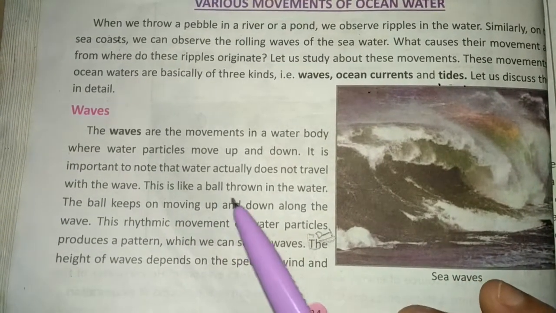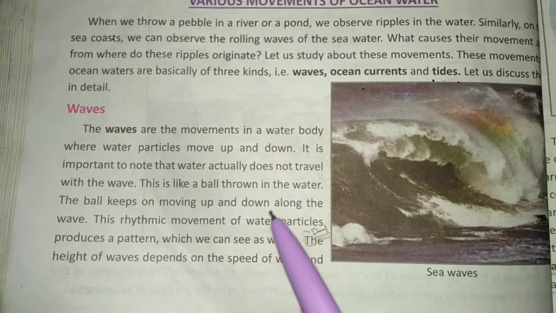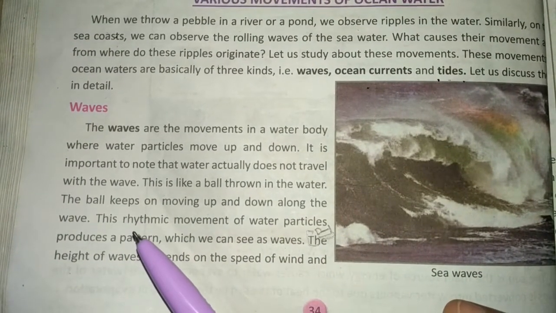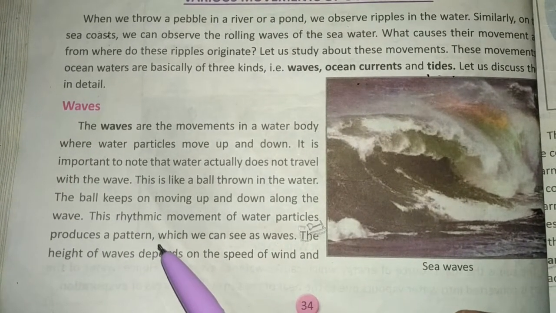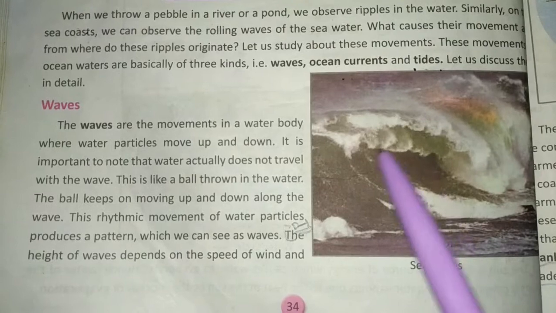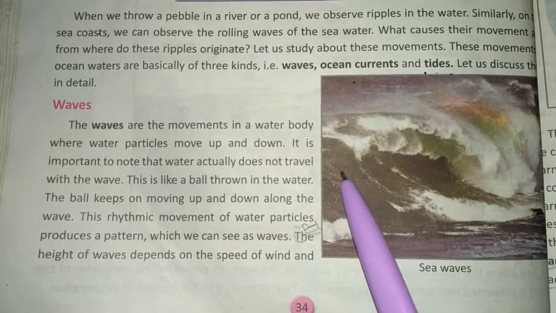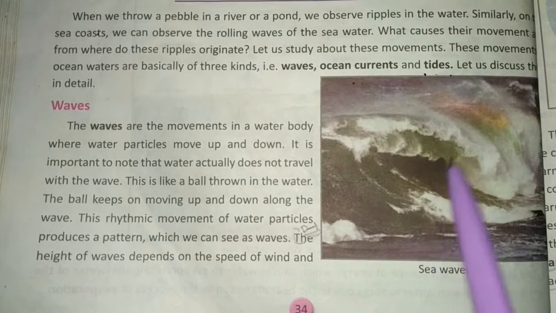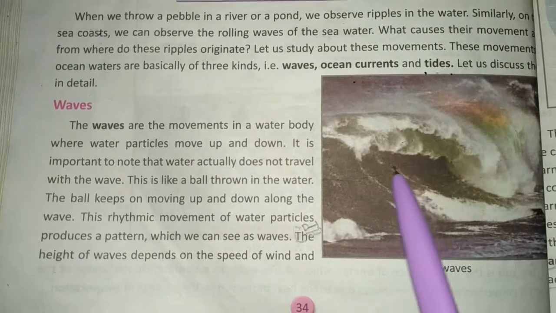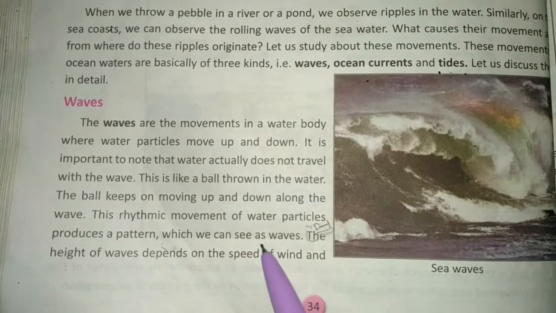This is like a ball thrown in the water. The ball keeps on moving up and down along with the wave. This rhythmic movement of water particles produces a pattern of different layers in the water, and it originates the different ripples in the water. And because of the heavy flow of the wind, it can move in different directions, which generates the ripples in the water, which can be seen as waves.